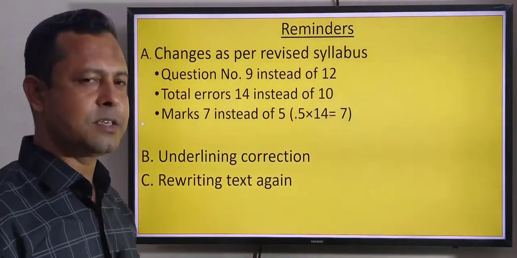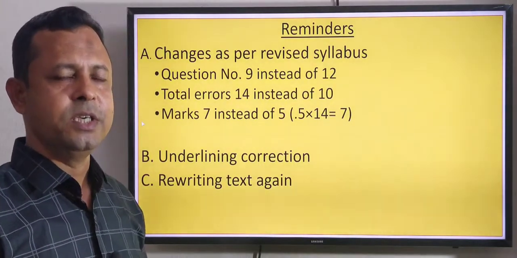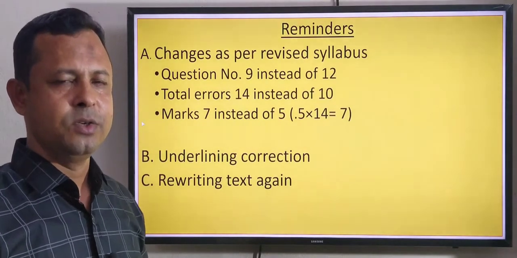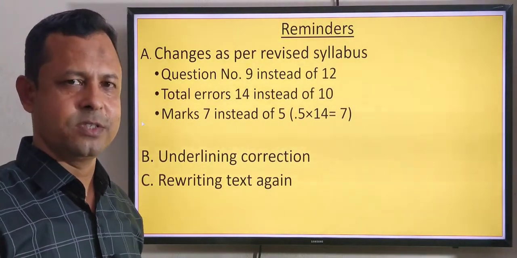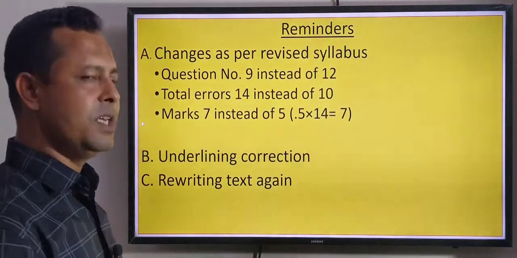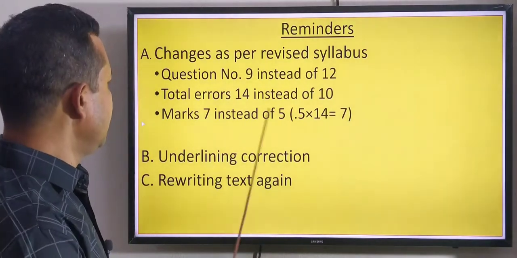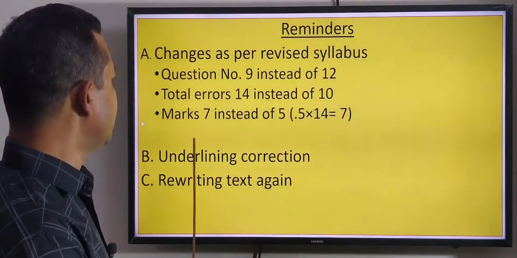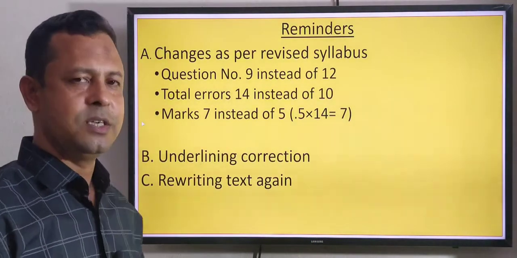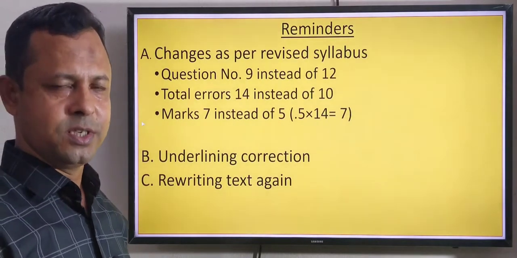Another change is that there will now be 14 errors instead of 10 errors. In the earlier version we found 10 errors, now you will find 14 errors. For each correction you will get 0.5 marks. For 14 errors your total marks is 7. So remember these changes so that you can answer the question properly.